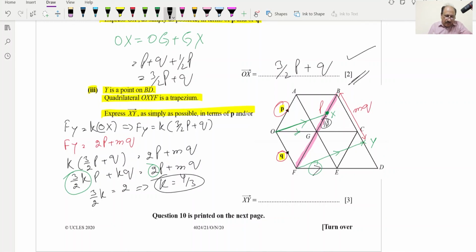And this k value we can replace in the first equation, which is FY is equal to 4 by 3 into OX, and the OX value is 3 by 2P plus Q. If we multiply 4 by 3 inside, it will be 2P plus 3Q. And now we got this FY value.